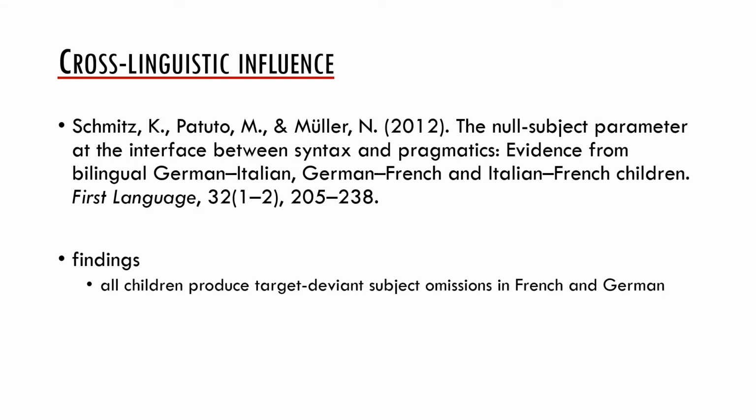During the last 20 years, various studies presented evidence for the interdependence of the grammars of bilingual children. An interesting study was published by Katrin Schmitz, Marisa Patuto, and Natascha Müller. They studied subject realizations and omissions in German-Italian, German-French, and Italian-French bilingual children. German and French are non-null subject languages, and possible omission of a subject is pragmatically constrained, in each language in a different way. The German-Italian children realized too many subjects in Italian, which was probably due to German. On the other hand, the French-Italian children behaved like monolingual children in these languages. In other words, French did not influence Italian at all.